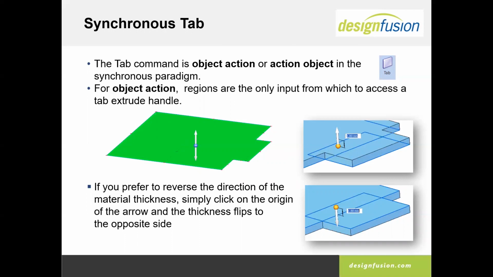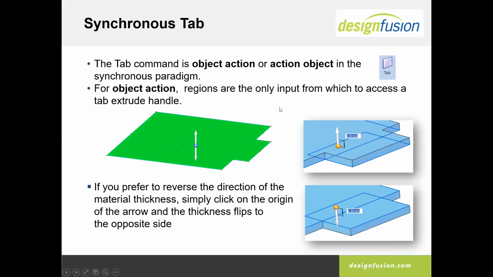For base features inside of the synchronous, we have the tab and the contour flange. We do not have lofted flanging in synchronous. Currently, synchronous does not support dangling bends, so anything that would be a free hanging or dangling bend would not be considered doable inside the synchronous. And we'll talk a bit more about those as we go through.